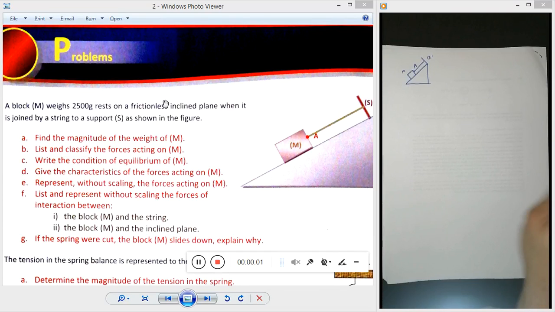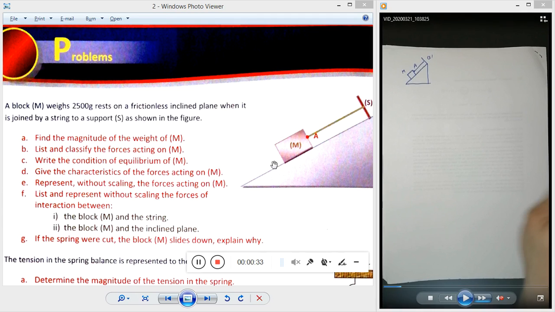Hello all. We're going to solve in this video the first problem in the homework page 135. You can see that the block M weighs 2,500 grams resting on a frictionless inclined plane. We should always convert the mass into kilograms, and the plane, when it's frictionless, this means that it has no friction. It's a smooth surface. Inclined plane means it's an oblique plane.